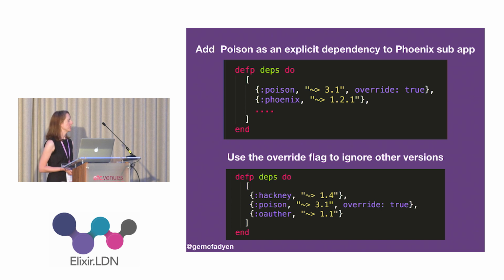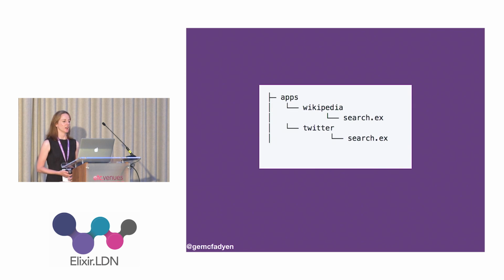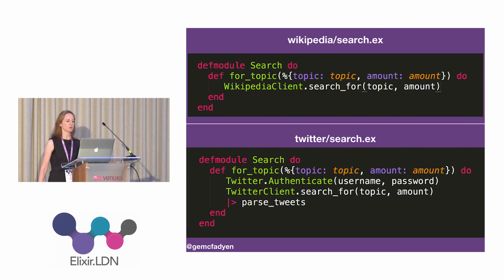As well as dependency clashes, we ended up with namespace clashes. If we look at our search structure, under each search service, we had a module called search. They look pretty similar, the same interface, but they were going to different external services.